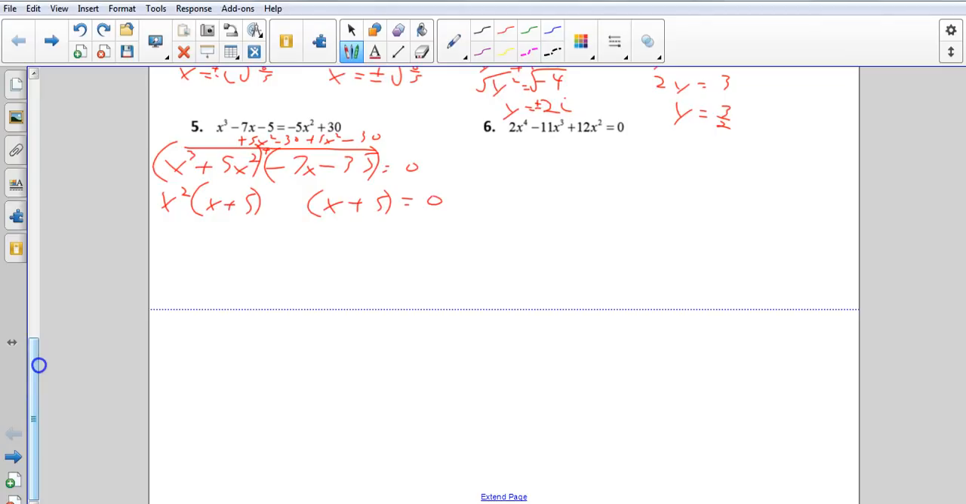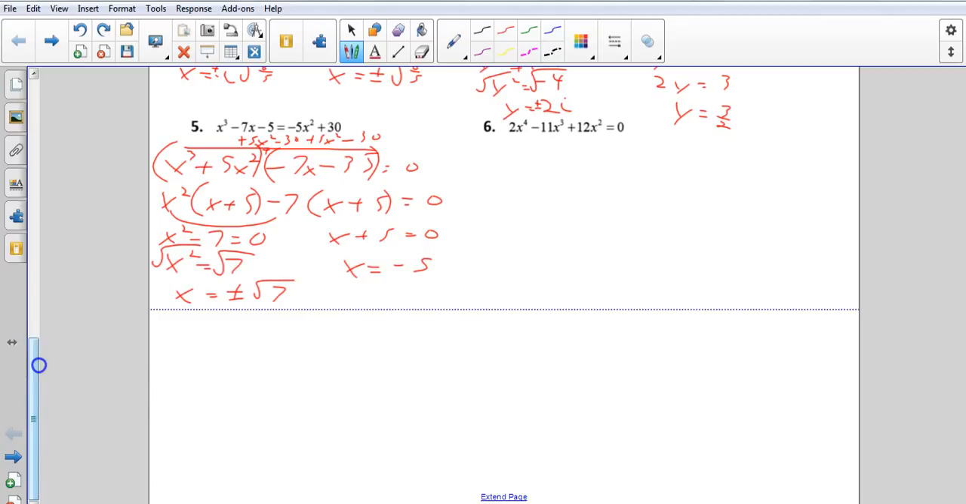So what do I need to divide by to get positive 1x? I need to take out a negative 7. Hook them up. X squared minus 7 equals 0. X plus 5 equals 0. X squared equals positive 7. Square root of both sides. X equals plus or minus the square root of 7. And over here, x equals negative 5.